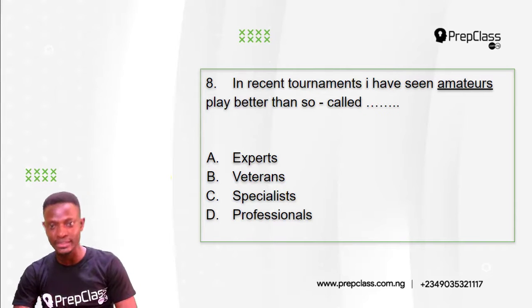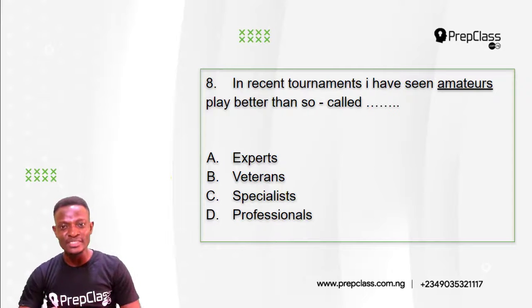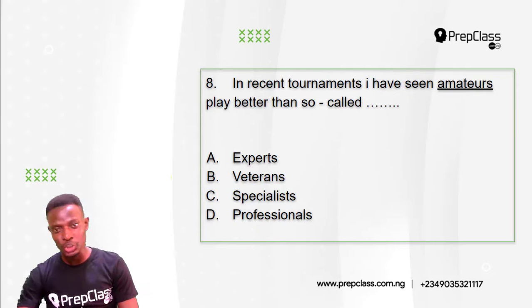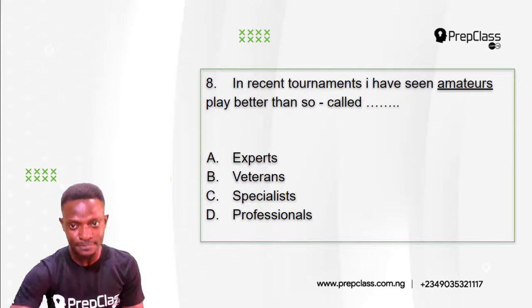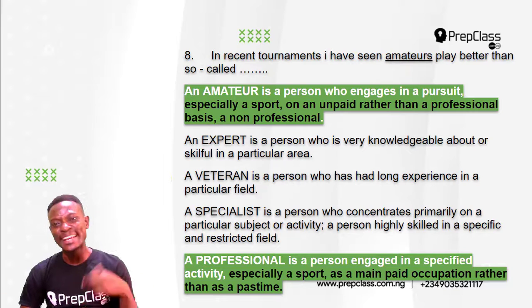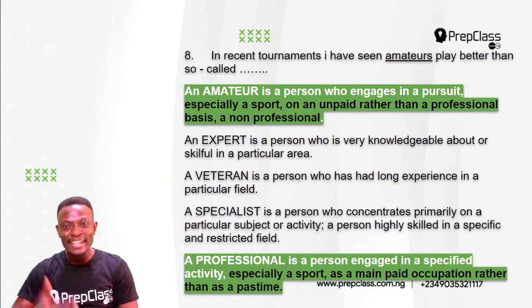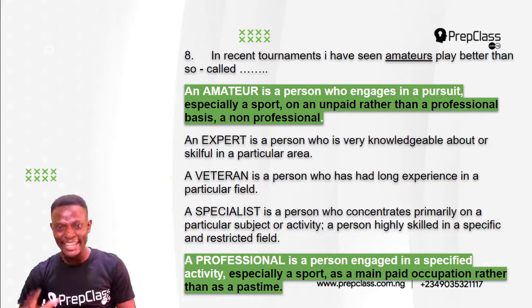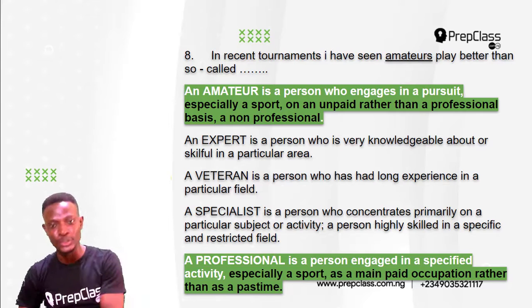Option A, experts. Option B, veterans. Option C, specialists. Option D, professionals. So which of these options is the most nearly opposite in meaning to amateurs and will at the same time correctly fill the gap in the sentence? An amateur is a person who engages in a pursuit, especially a sport, on an unpaid rather than a professional basis, a non-professional. An amateur is a non-professional.